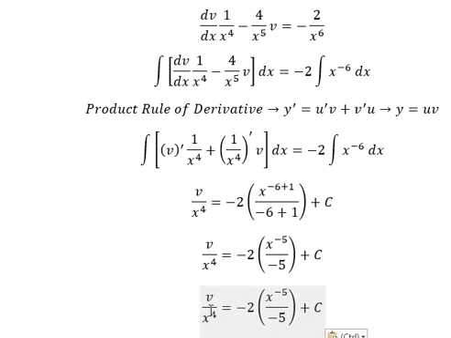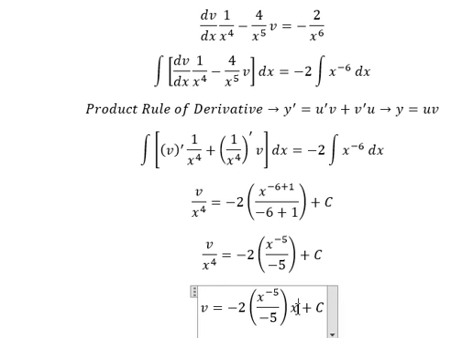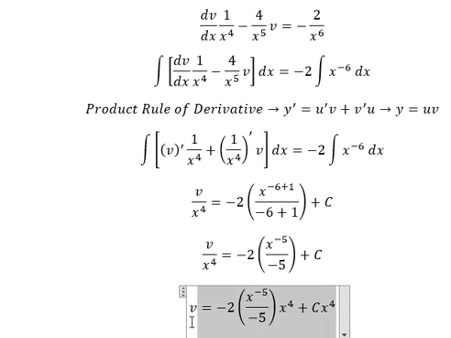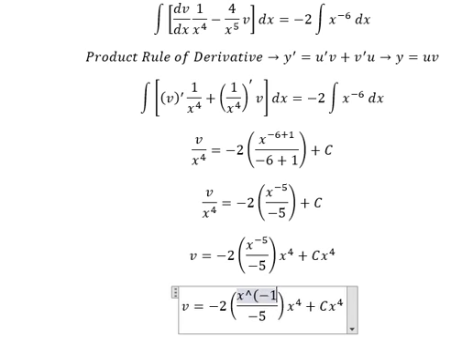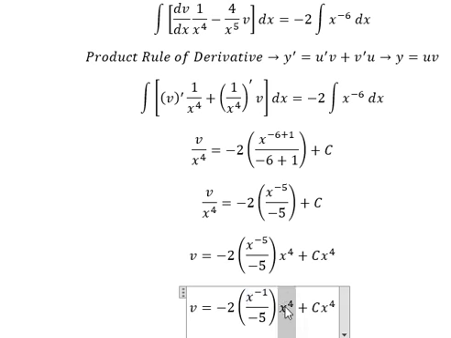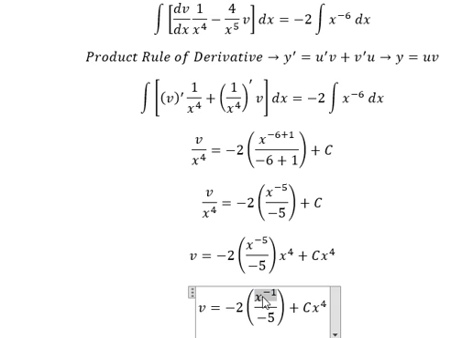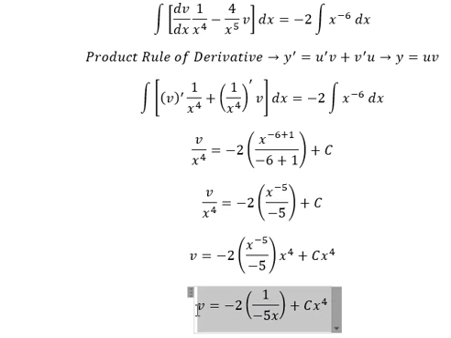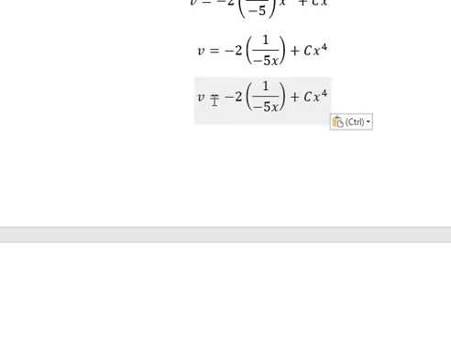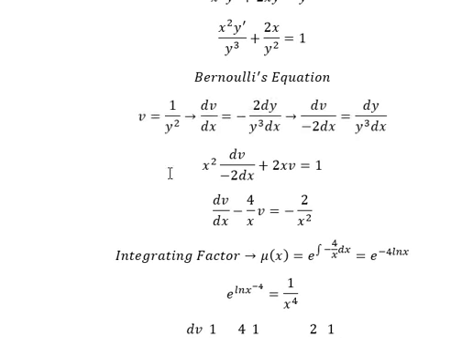5. Next, we multiply both sides by x to the power of 4. x to the power of 5 multiplied by x to the power of 4, you got x to the power of negative 1. And this one you got 1 over x. About v, that's e about this one.